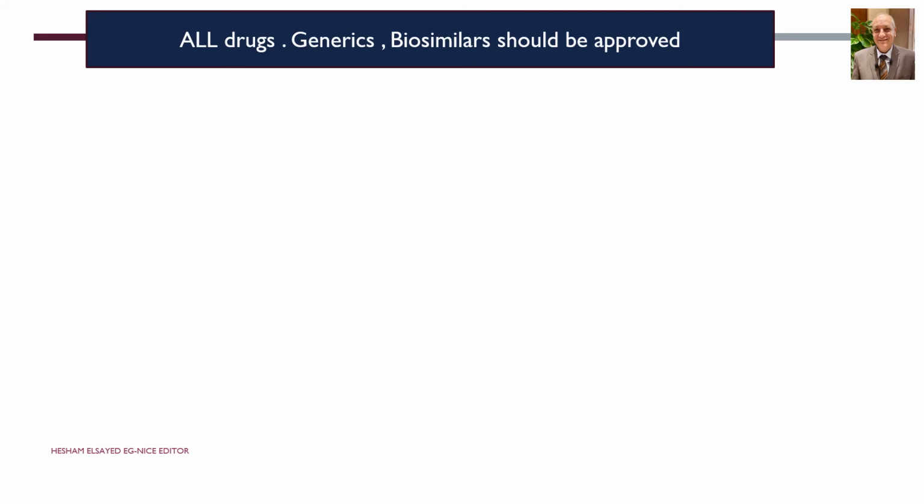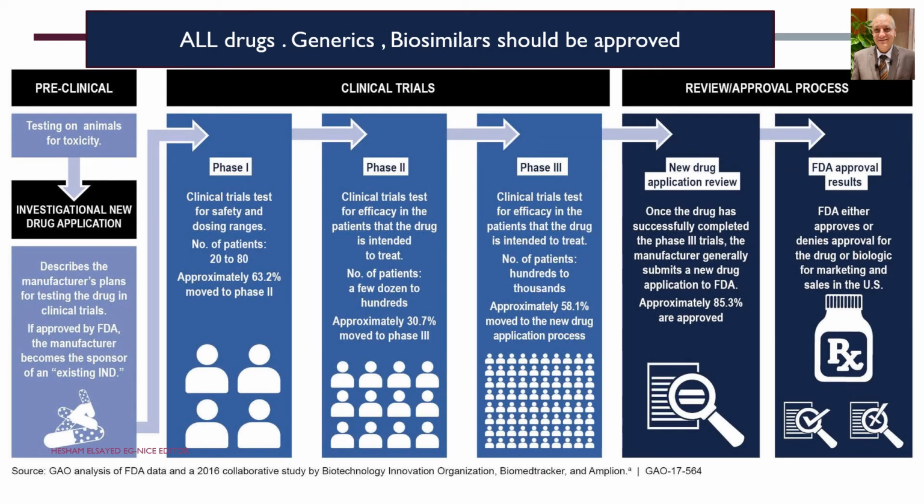So all drugs in the FDA and as well in many of the other standards, generics and biosimilars should be approved. If you look at the different phases of FDA, even generics and biosimilars should follow the phases of FDA to be approved. Otherwise, they will not be approved either as a generic or a biosimilar. Going from phase 1, phase 2, phase 3, phase 4, then FDA approval results. Other than these phases, drugs could not even be considered as a generic.